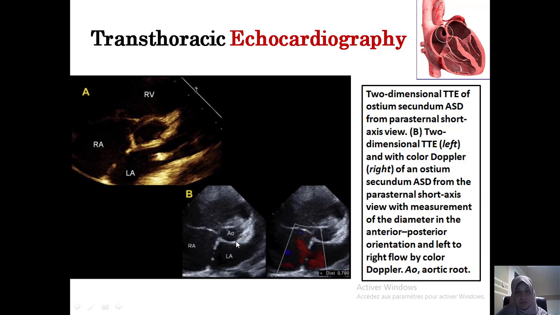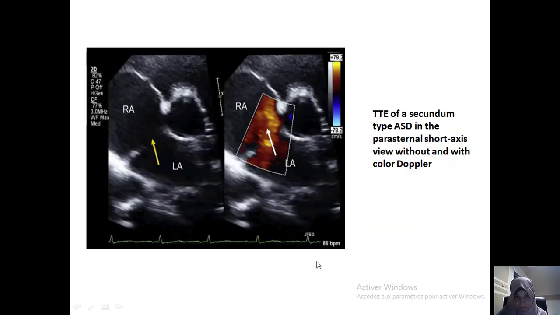Here are some examples of transthoracic echocardiography showing an ASD, an ostium secundum ASD, from the parasternal short axis view. And here we have color Doppler with left to right shunt. Same thing here, with this defect and with the left to right shunt on color Doppler.